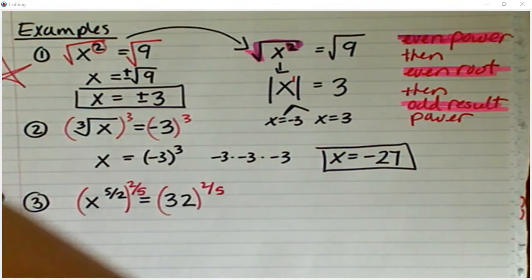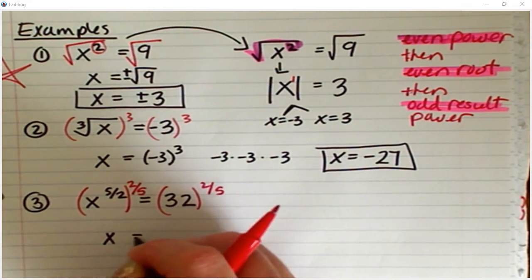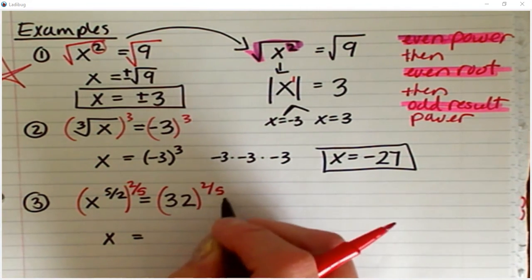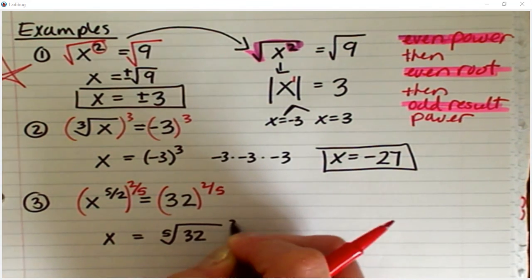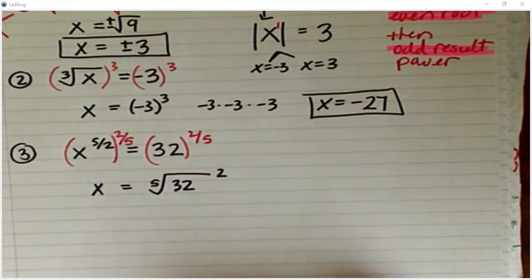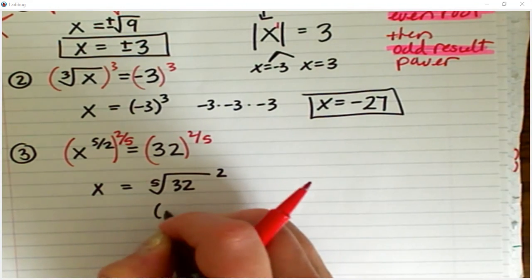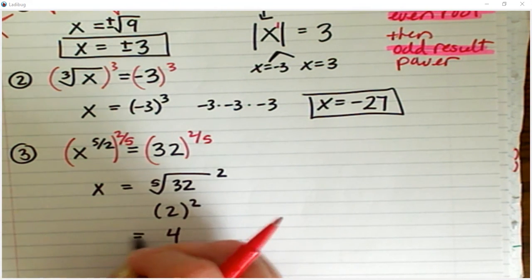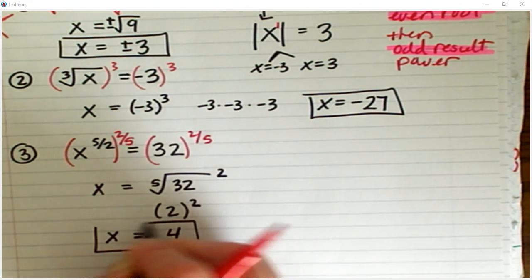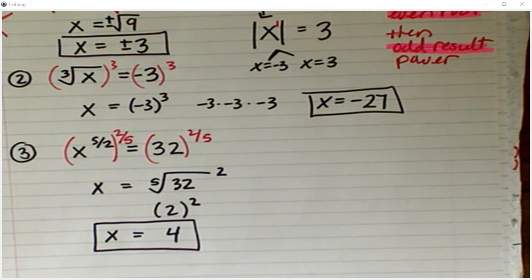All right, so here we go. We get x equals, okay, power root. So I'm going to change it, right? See that? Okay, so the fifth root of 32 is 2, and then 2 squared is 4. All right, nice practice. I will follow up with some more examples a little bit later.